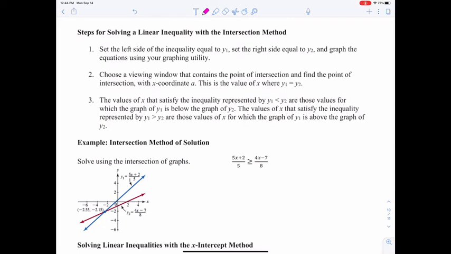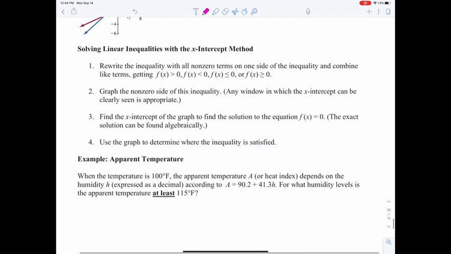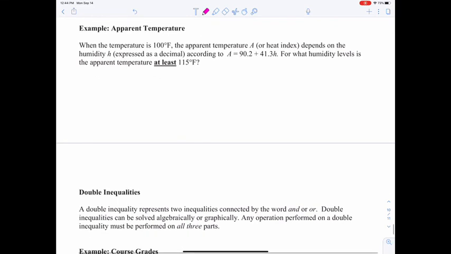So what you're going to do is basically you're going to look at where those two graphs overlap and where their solutions overlap. Okay, so again, not to worry on those. This is the x-intercept method. Rewrite the inequality with all non-zero terms on one side of the inequality and combine like terms. So basically, you're just going to graph all these little lines and see where the window is. Again, don't worry about that kind of stuff here. Let's do this one here.